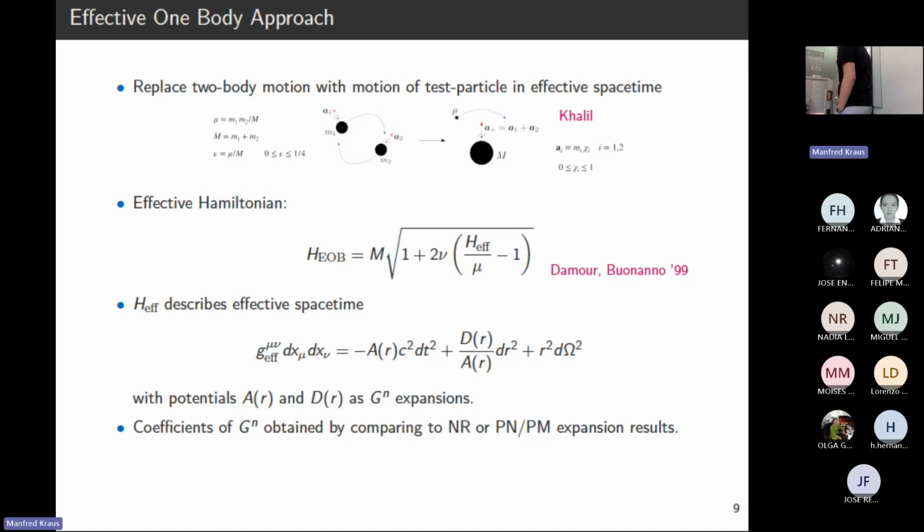So in the end, everything that we're computing goes into extracting this effective space-time approach.